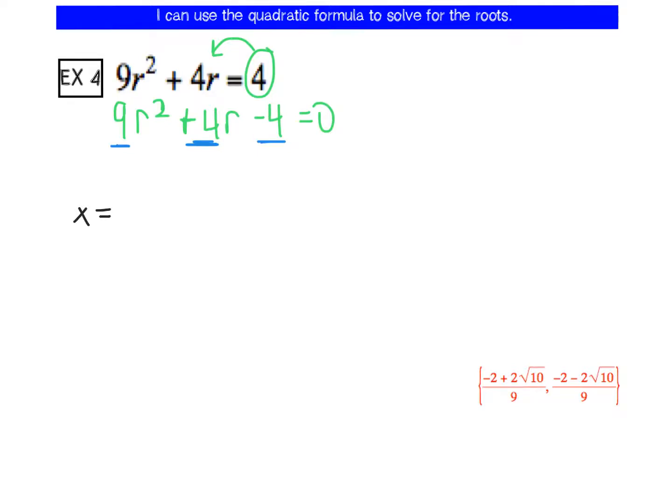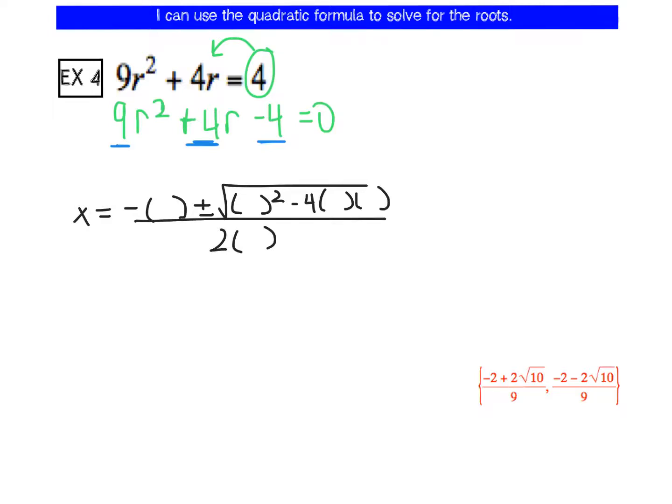So I have x equals the opposite of B plus or minus the square root of b squared minus 4ac all over 2a. So b is 4, a is 9, c is negative 4. All right, so how many solutions do I have? The opposite of 4 is negative 4, plus or minus the square root. So I'm going to calculate my square root. And so I get 160, and that's all over 18.